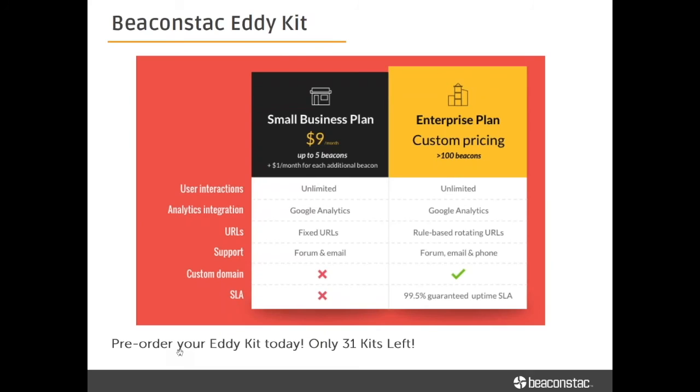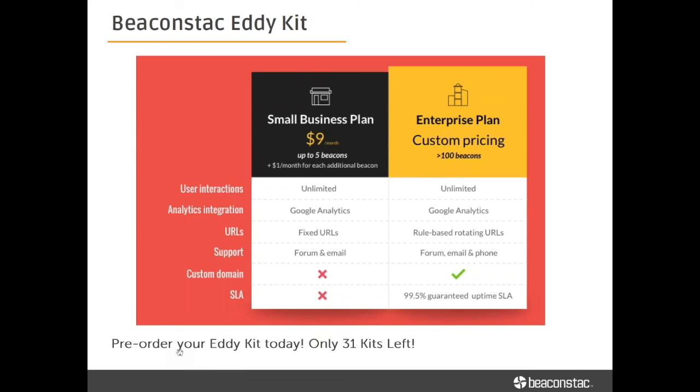The first one's called the Small Business Plan, in which platform access is $9 per month for up to 5 beacons. For each additional beacon that you add, there'll be an additional $1 per month on that monthly platform subscription price. As part of the Small Business Plan, you'll get unlimited user interactions with your platform, with your marketing campaigns. There will be that Google Analytics integration that we talked about. In terms of URLs for the Small Business Plan, there'll be fixed URLs, meaning one beacon can send one URL at a time. It can't be linked to a rule like we had talked about with changing the menu depending on the time of day.